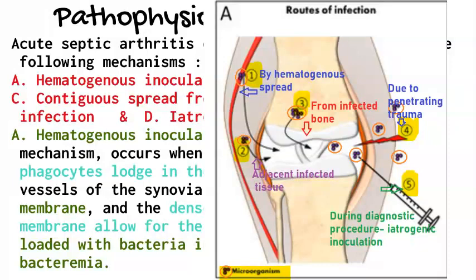This figure shows the routes of infection. The microorganisms are circled. The routes of infection are: 1. By hematogenous spread, 2. Adjacent infected tissue, 3. From infected bone, for example osteomyelitis, 4. Due to penetrating trauma, 5. During a diagnostic procedure, iatrogenic inoculation.